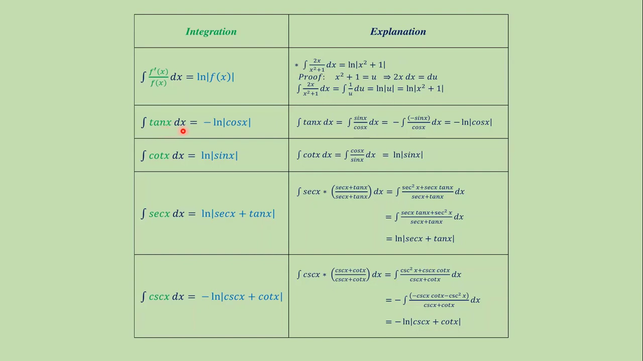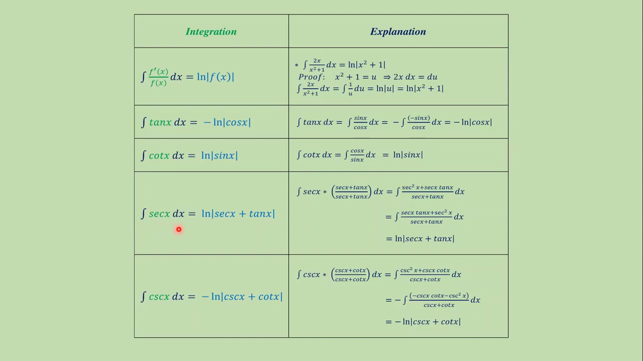Next rule is integration of tan x dx equals negative ln of cosine x. Why? Because tan x we can write as sin x over cosine x. And if we take the derivative of cosine x, then we get negative sin x. So if we integrate the whole thing, then we get negative ln of the denominator cosine x. Next one is integration of cotangent x dx equals ln of sin x. Cotangent x we can write as cosine x over sin x. So if we take the derivative of sin x, then we get cosine x. So its integration will be ln of the denominator sin x.